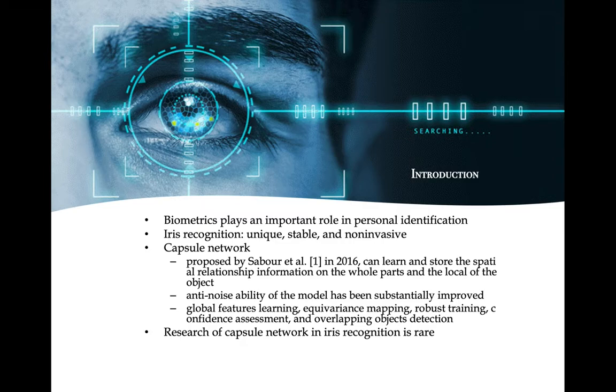The capsule network was proposed in 2016. It can learn and store spatial relationship information on the whole parts and the local parts of the object. It has the advantage of anti-noise, so it's very stable. Also, it has global feature learning, equivariance mapping, robust training, confidence assessment, and overlapping object detection. But the research on capsule network in iris recognition is very rare.